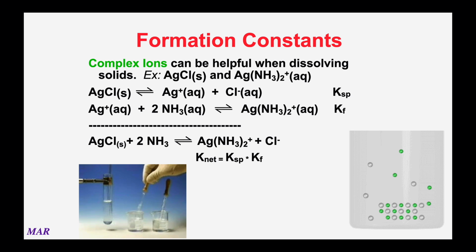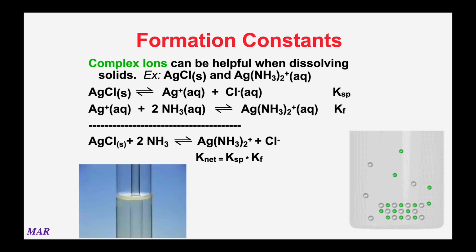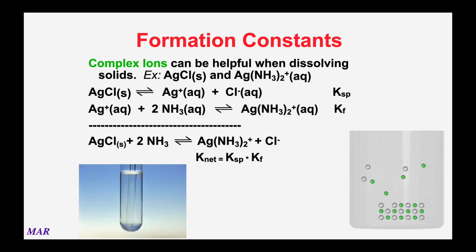When solutions of silver nitrate and sodium chloride are mixed, insoluble silver chloride precipitates from solution. When we add ammonia to the mixture, however, the precipitate redissolves. When ammonia is added to a mixture of solid and aqueous silver chloride, the ammonia serves as a Lewis base. The complex ion formed consists of 2 ammonia molecules bound to each silver ion. Formation of the complex lowers the concentration of silver in solution, which changes the solubility equilibrium.